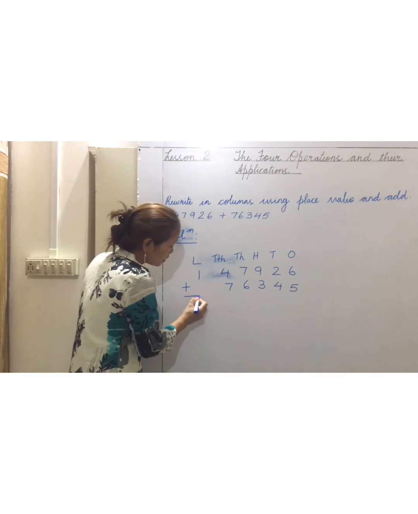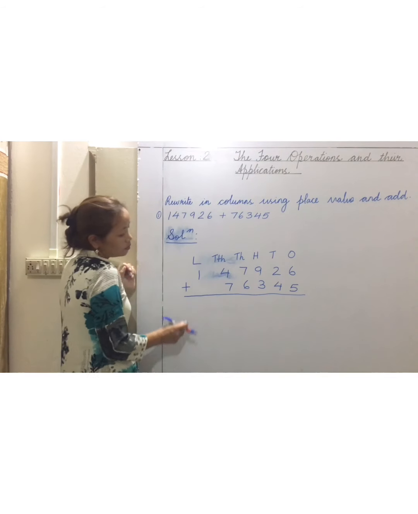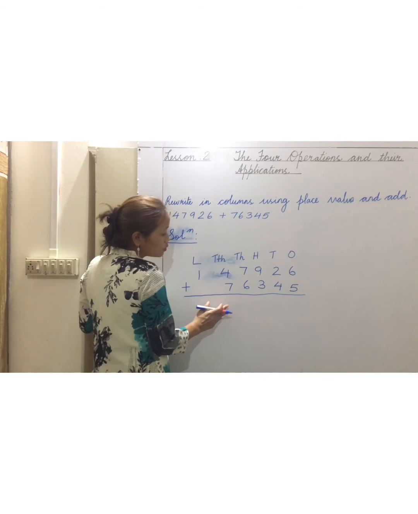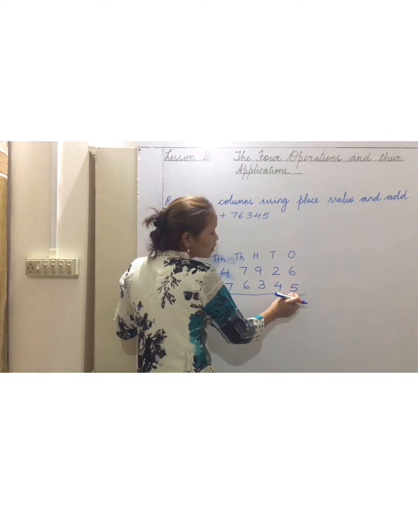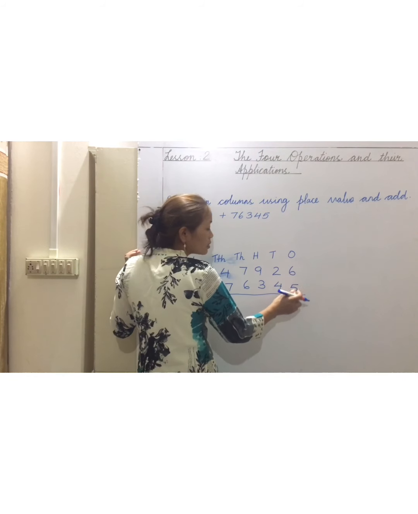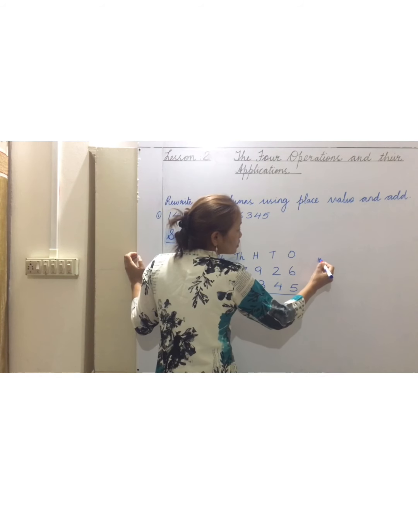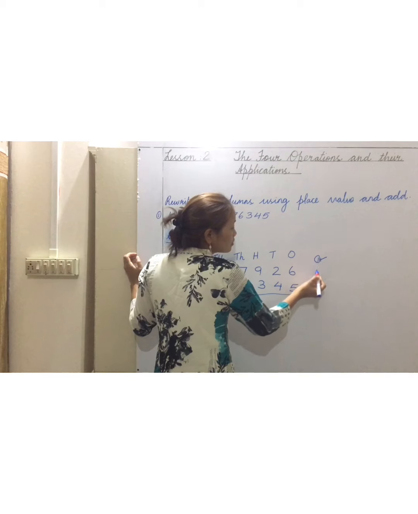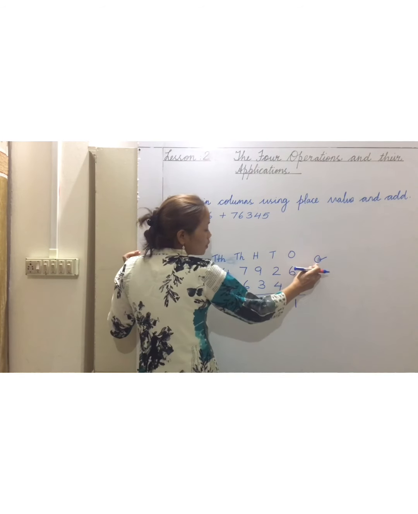We draw a line here. I want you to use your scale here. Then we are going to add from the extreme right. 6 and 5 will be added. When we add 6 and 5, it is 11. We write 1, and the carry over is 1, remember?